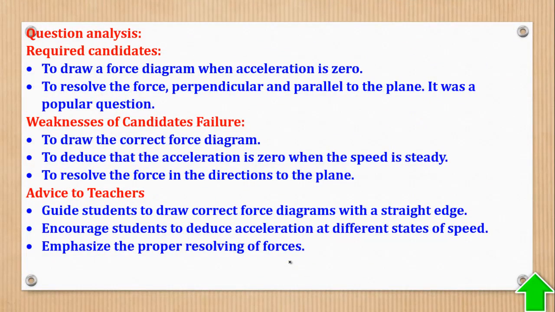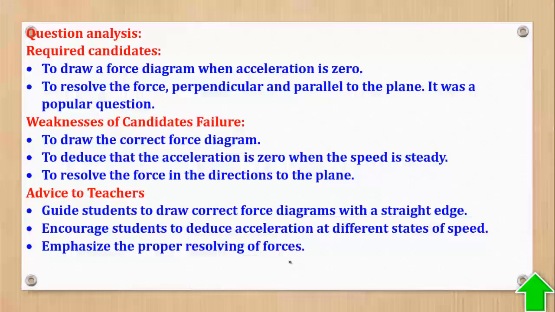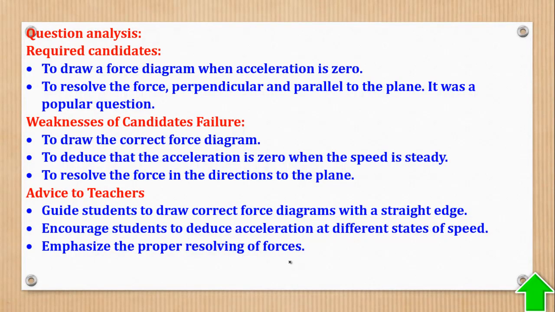Like I told you, UNEB releases reports every year, which have what the question required, the weaknesses of the candidates, and also the advice. For every question we shall give an analysis. Question 1 required you to draw a force diagram when acceleration is 0, and to resolve the forces perpendicular and parallel to the plane. It was a very popular question. The weakness of candidates was failure to draw the correct force diagram and to deduce that acceleration is 0.